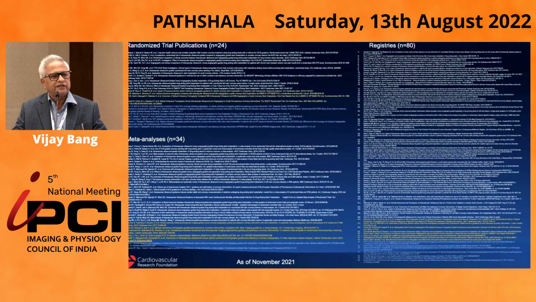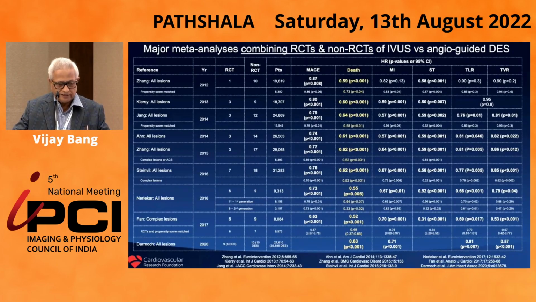Now, the most important thing is outcome, particularly the mortality outcome. So far, we have spoken largely on the primary endpoints, but the outcome, that is death, is an unambiguous clinical parameter. There are about 24 randomized trials, 34 meta-analyses, and 80 total registries. So several data is there. And this data has revealed, in major meta-analyses combining RCTs and non-RCTs, that overall there is a 35% reduction in mortality in IVUS-guided PCI.